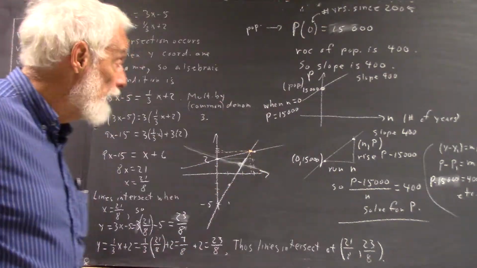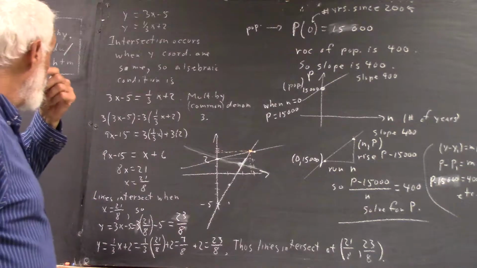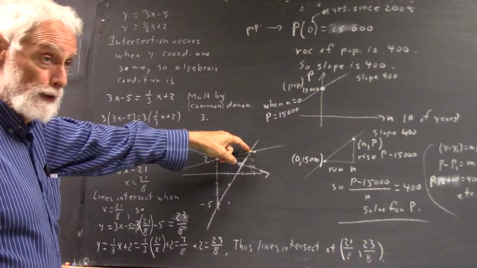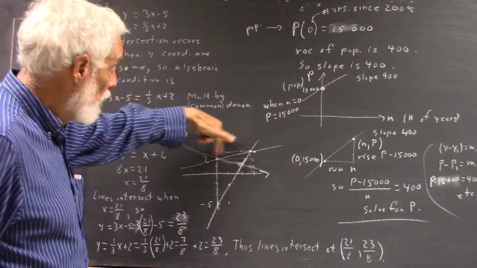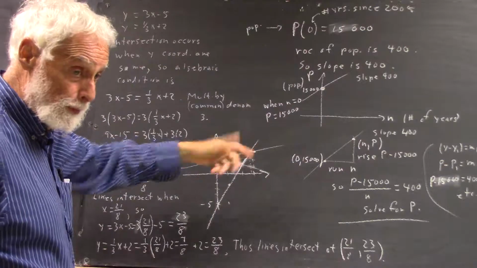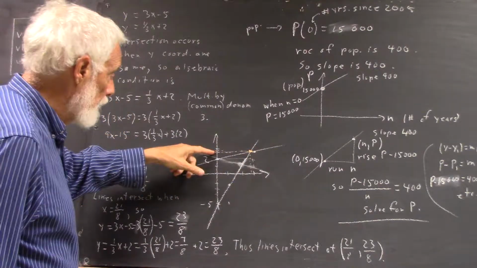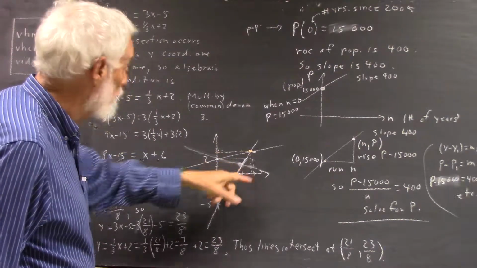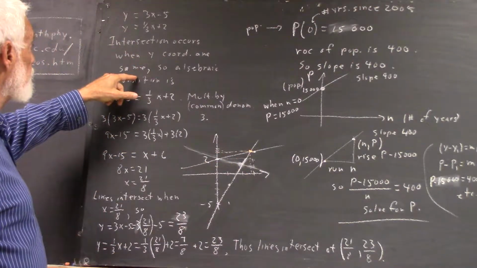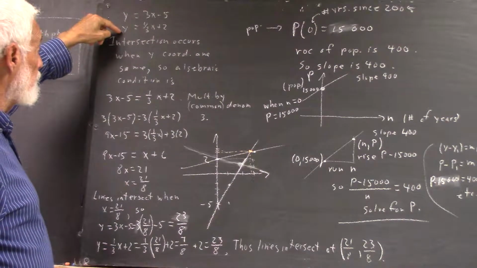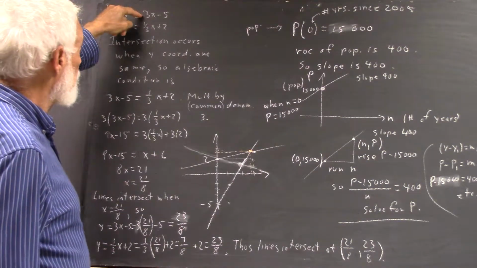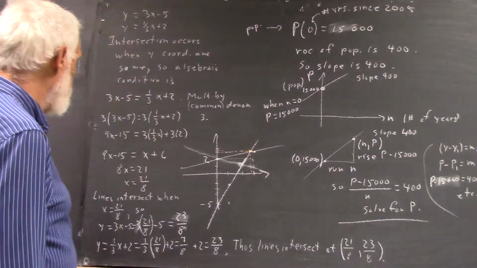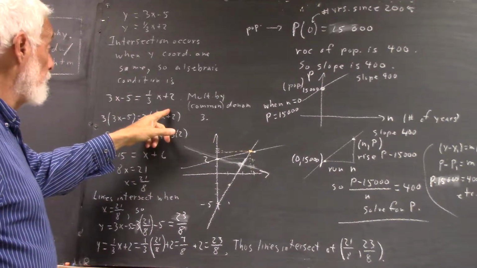Okay, so the intersection occurs when the y-coordinates are the same, because at this intersection point, both lines have the same y-coordinate. They also have the same x-coordinate, but we're going to use the fact that they have the same y-coordinate to get an equation that we can solve for the x-coordinate. If the y-coordinates are the same, then this y has to equal this y, so this expression has to equal this expression. That is, 3x minus 5 has to equal 1/3 x plus 2. And I write that as an equation.